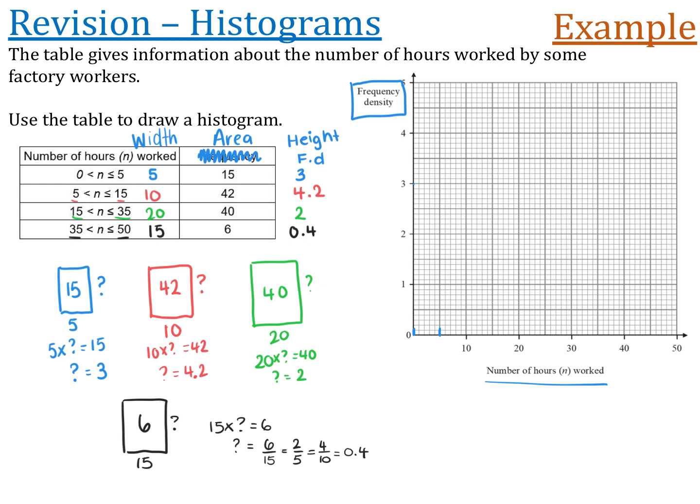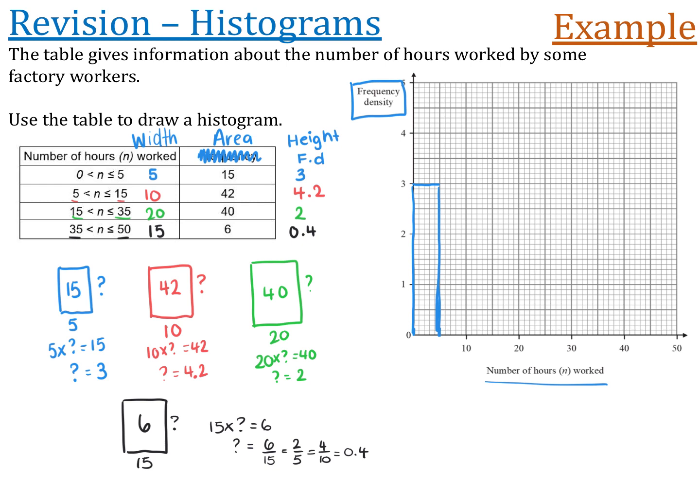Now I do apologize. I don't know how to get a straight line on the program that I'm using. So you should use a ruler. I know that I'm not, but we're going to use our imaginations. All right, so there's my first rectangle. It's got an area of 15, or a frequency of 15. It's got a width of 5 across the bottom and a height of 3.